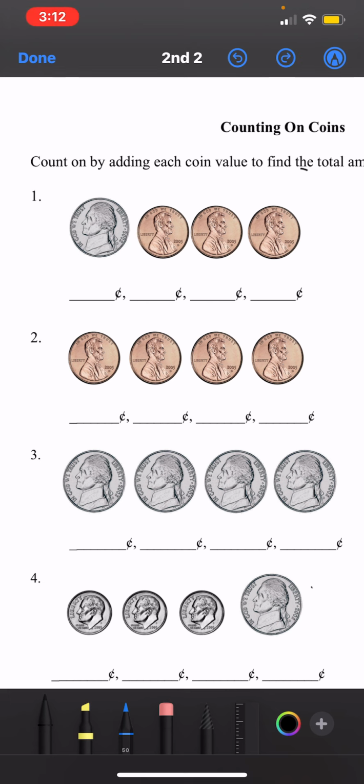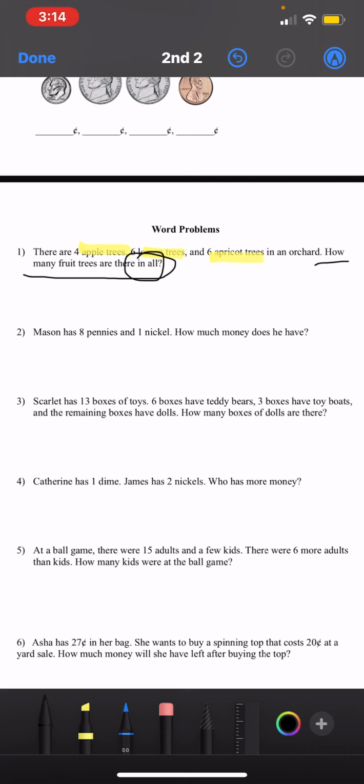Let's go to the word problems. So let's look at number 1. It says there are 4 apple trees, 6 lemon trees, and 6 apricot trees in an orchard. How many fruit trees are there in all? See, look here. It says how many fruit trees are there in all. This tells us to combine them. And when we combine, we're adding them.